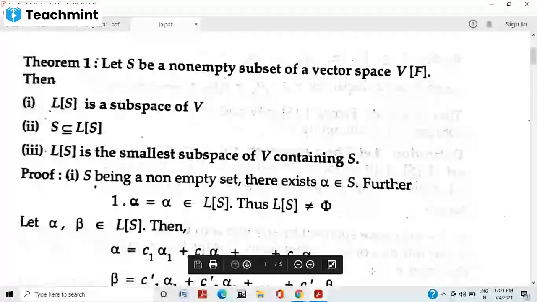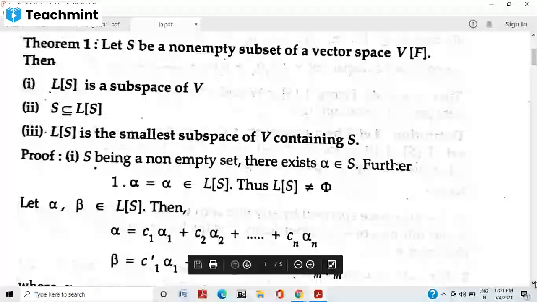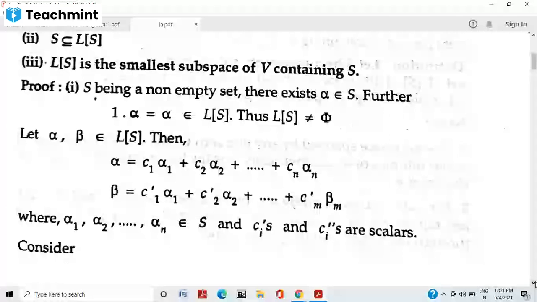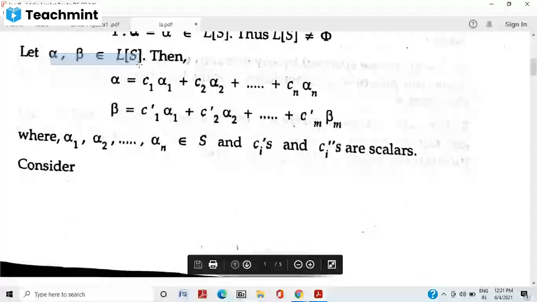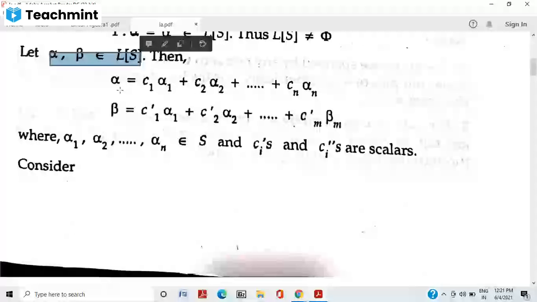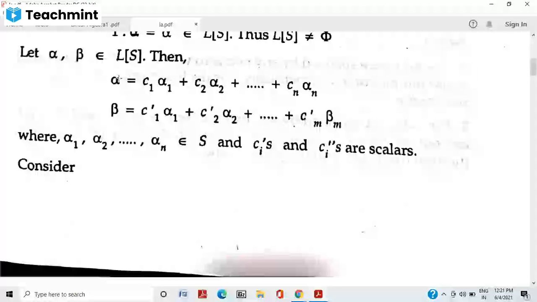Next, we have to show it is a subspace. For that, we consider two elements from L of S. Then we show that alpha plus beta belongs to L of S and C alpha also belongs to L of S. First we take alpha, beta belonging to L of S. L of S means it is the linear span. That means we can write alpha as C1 alpha 1 plus C2 alpha 2 plus etc. Cn alpha n.